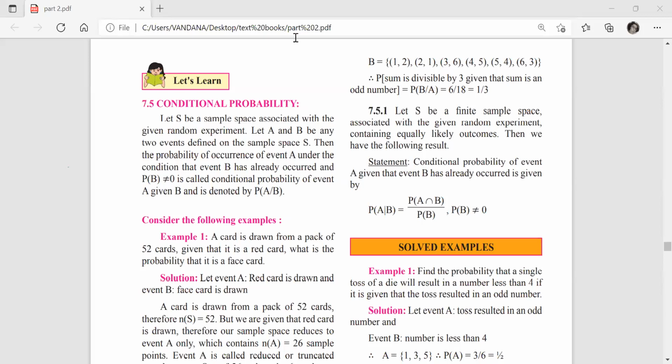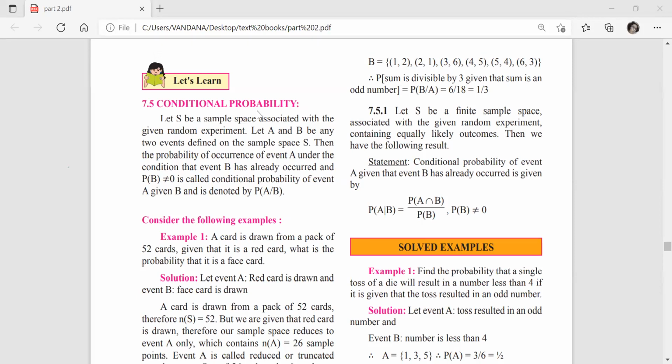A very important concept, conditional probability. Let S be a sample space associated with given random experiment. Let A and B be any two events defined on sample space S. Then the probability of occurrence of event A under the condition that event B has already occurred, where event B is not equal to 0, that is, B is not an impossible event, is called as conditional probability.